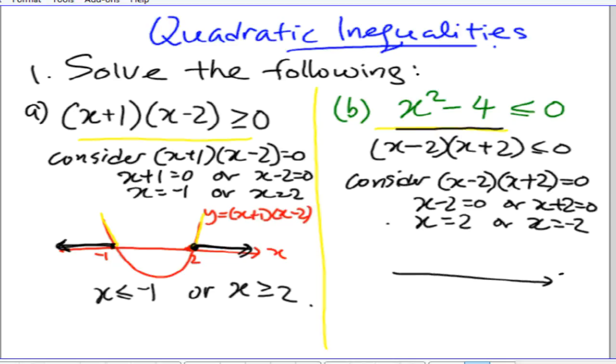Therefore, I'll have two roots. Here is negative 2 and 2. And this is my function here. And I want the quadratic to be below 0, or below or equal to 0. So that's the answer. It is easy to see now that the x here must be greater than or equal to negative 2 and less than or equal to 2.